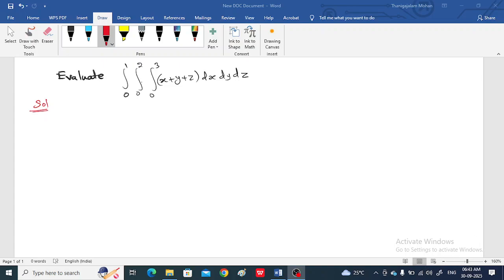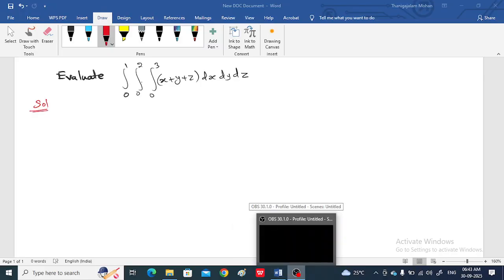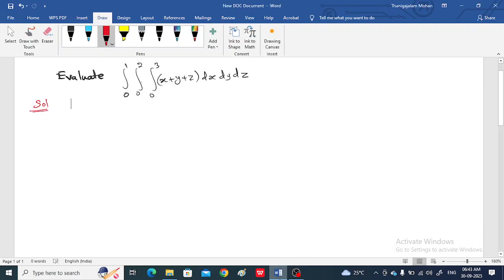Welcome students. In this lecture we are going to evaluate the triple integral value, given that the limit varies x from 0 to 1, y from 0 to 2 and z from 0 to 3, of the function x plus y plus z. Our aim is to determine this integral value.